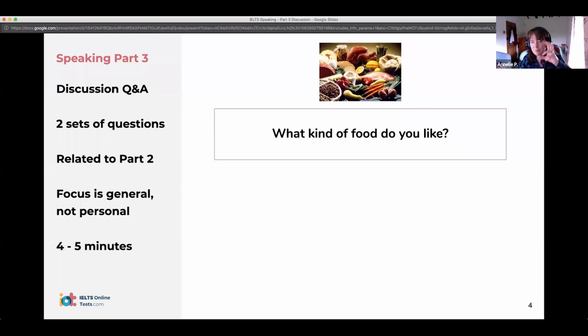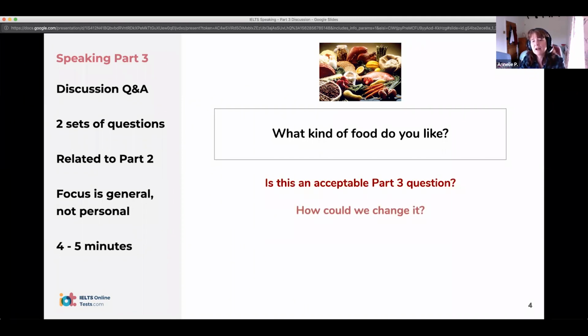So we're going to look a bit more specifically now at the personal versus the general questions. So what kind of food do you like? Is that a part 1 or a part 3 type question? Okay, very good. So it's a personal question, very common in part 1, definitely not going to be asked in part 3. Okay, so how might we adapt that so it was more like a part 3 question? How could you make that more general?